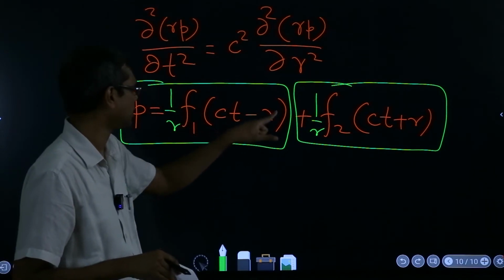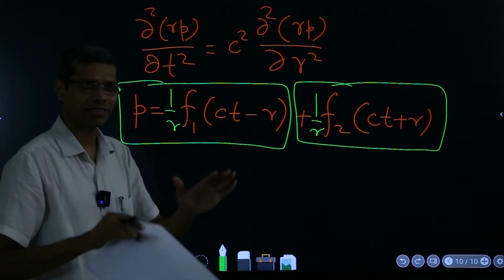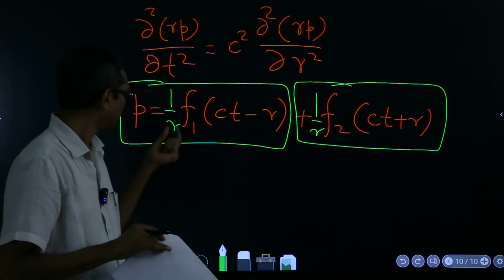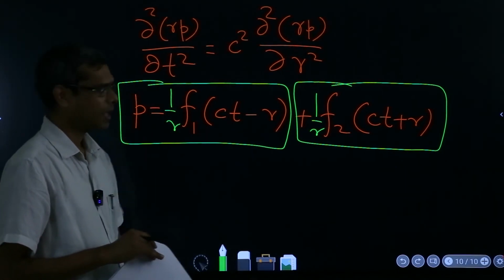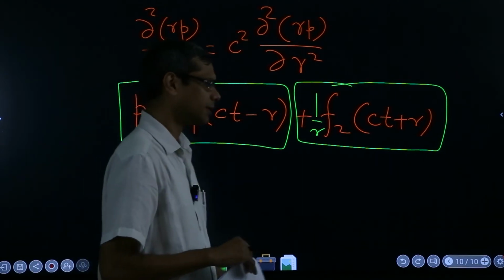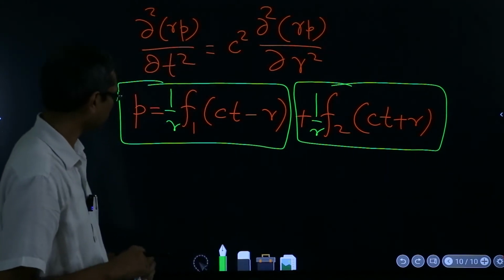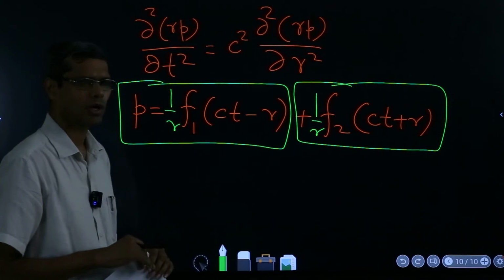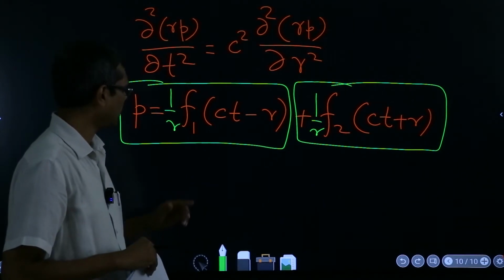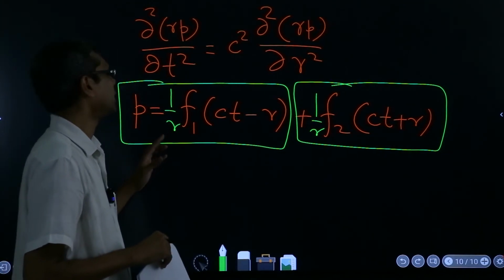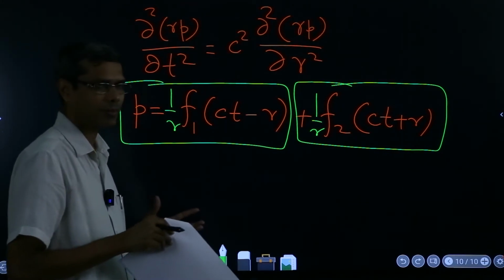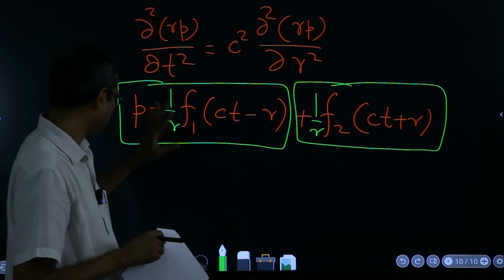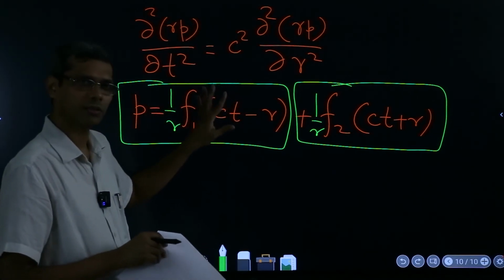This is giving you the shape of the pressure fluctuation. It remains exactly the same, but the amplitude is getting reduced. And there is a general rule again: if you are solving the wave equation in an odd number of dimensions, then the shapes will remain the same.